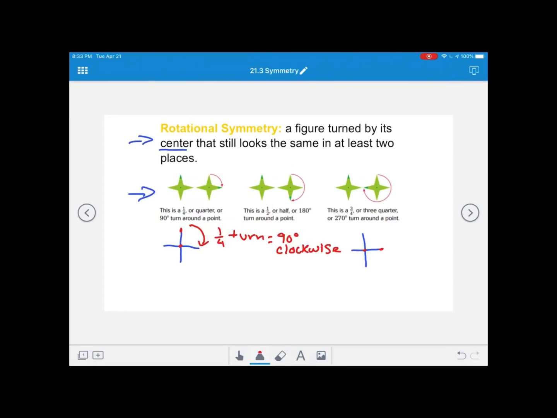So make sure if you don't have this written down yet, that you get it written down, at least the example that I drew here, as well as the definition at the top. Pause the video if you need more time.